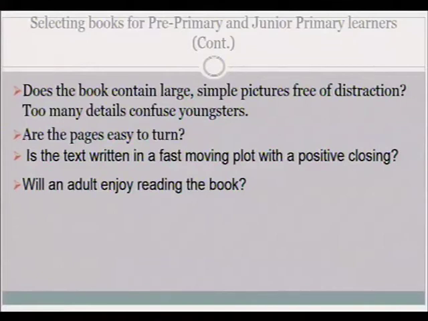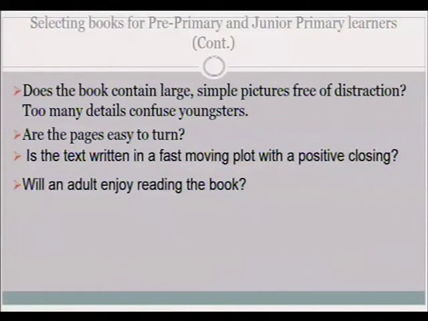Are the pages easy to turn? You have kids as young as those under 6 years at pre-primary. Can they turn those pages? Are they thick enough to be turned by a youngster? Is the text written in a fast-moving plot with a positive closing? Does it take long to finish? The longer it takes, the more bored they become.